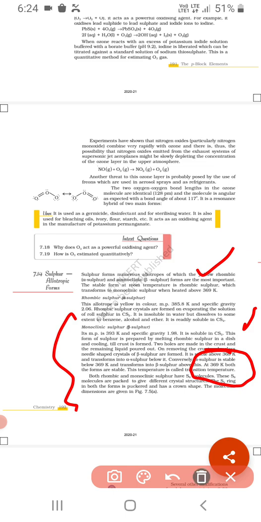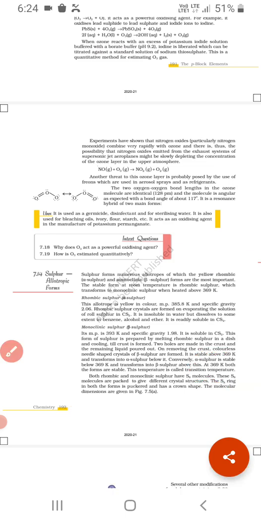Now we have to discuss the structure of sulfur. See, sulfur exists in different forms. It generally exists as an S8 molecule. That means 8 atoms are joined together to form one molecule of sulfur. But sulfur is also present in S2 and S6 forms, having different shapes.